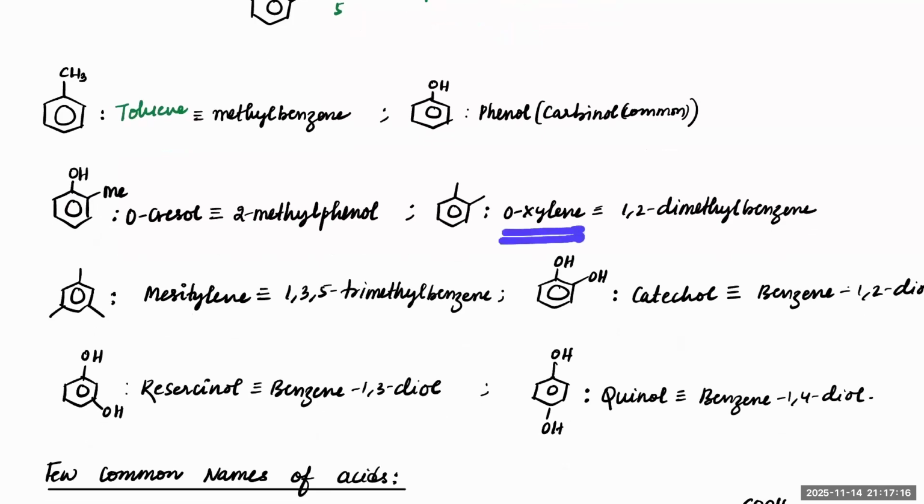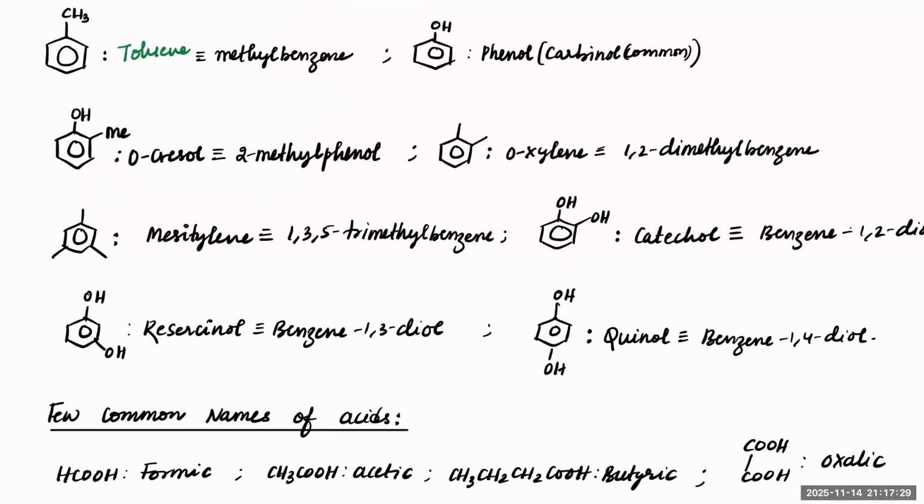So you can see this is o-xylene. At the ortho position, we have 2 methyl groups, so it is called o-xylene, the common name. The correct IUPAC name is 1,2-dimethylbenzene. If you have 3 methyls on a benzene at the 1,3,5 positions, the common name is mesitylene. And the IUPAC name is 1,3,5-trimethylbenzene.